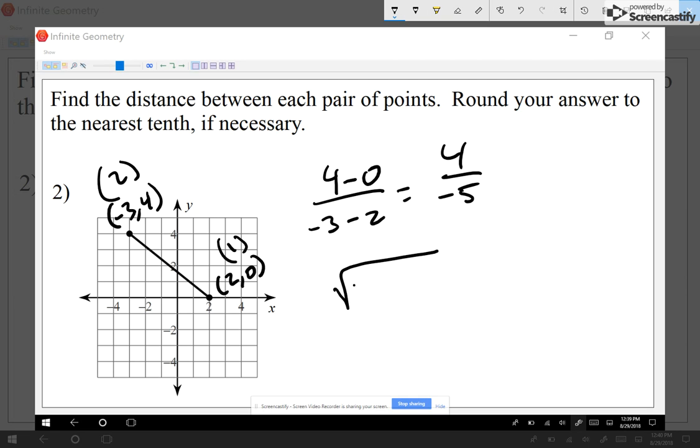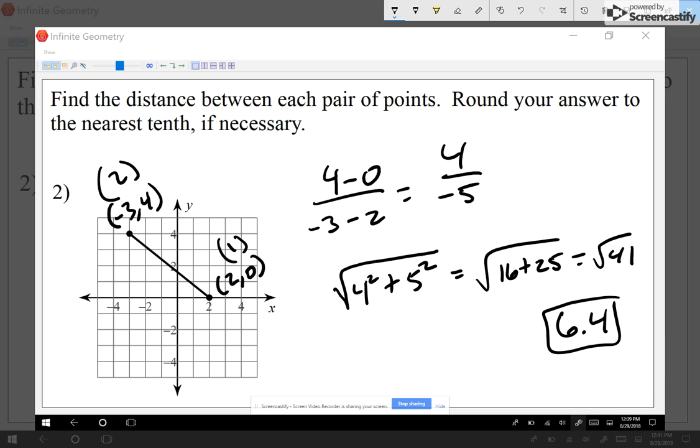When I'm going to find the distance, I'm going to go 4 squared plus 5 squared. Once again, I ignore the negative sign on the 5 because once I square it, it becomes positive anyway. So I have 4 squared plus 5 squared, which is the same thing as 16 plus 25. 16 plus 25, what's that, 41? So the square root of 41. I'm going to use a calculator to find the square root of 41, and it gives me 6.4. I rounded my answer to the nearest tenth. There were more decimals, but I rounded to 6.4.